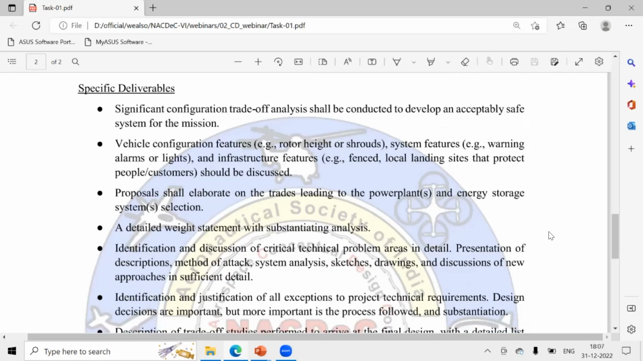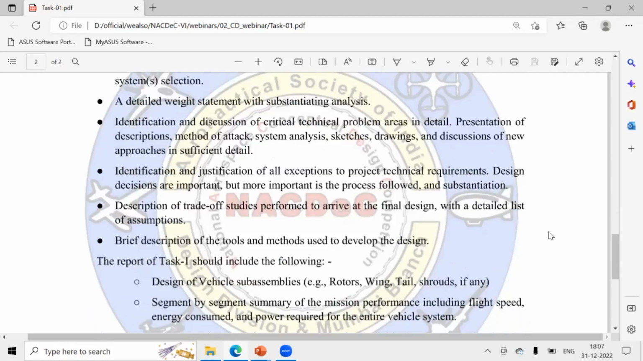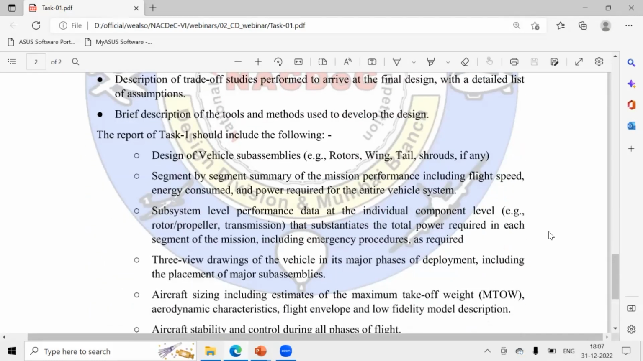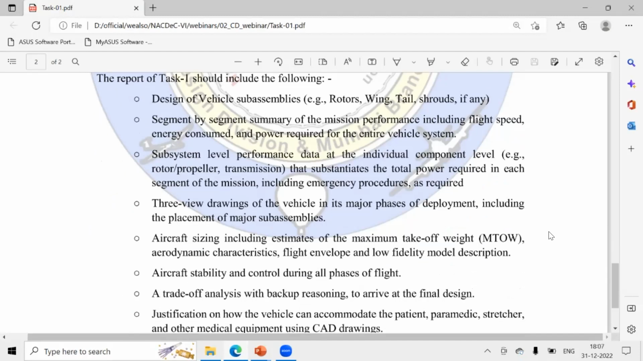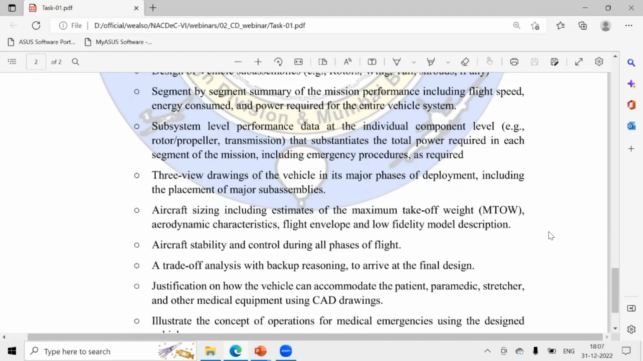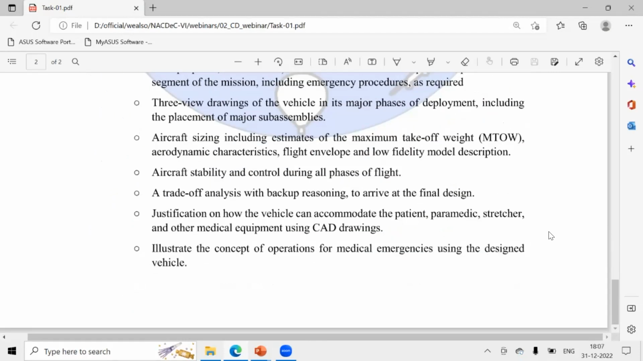So the deliverables are also mentioned here. We are looking at trade-off analysis, looking at the features. We are looking at selection of the power plant and energy storage system. We are looking at a weight statement and what are the critical areas. We are identifying what kind of exceptions to documentation you can give. And task 1, that is what you're going to do now, is design of the sub-assemblies, summary segment by segment of various performance issues, subsystem level performance data, 3-view drawings, sizing, including estimate of mass, takeoff weight, aerodynamic characteristics, flight envelope, then stability and control, and trade-off analysis. All this is expected in stage 1, which is due about a month from now.